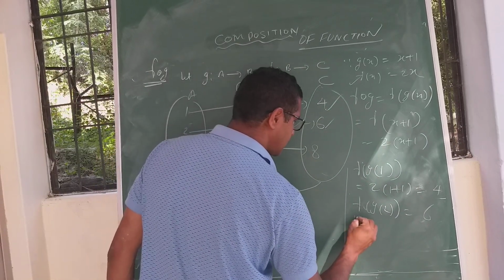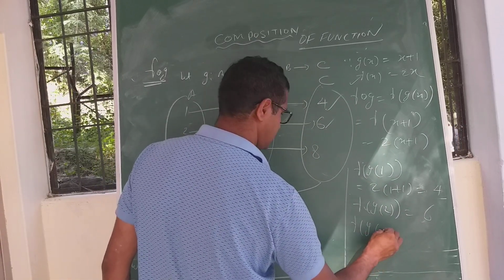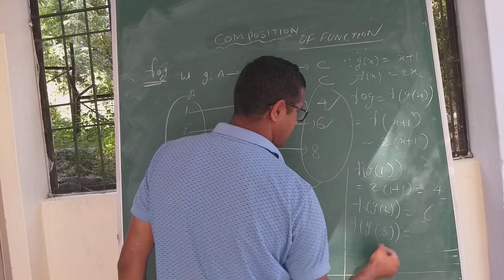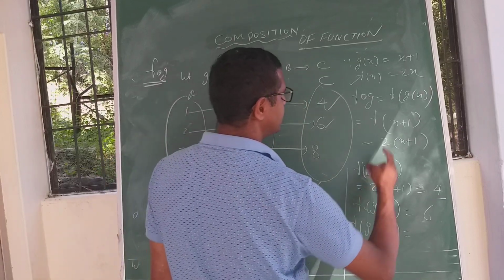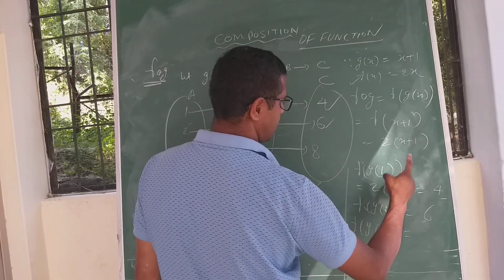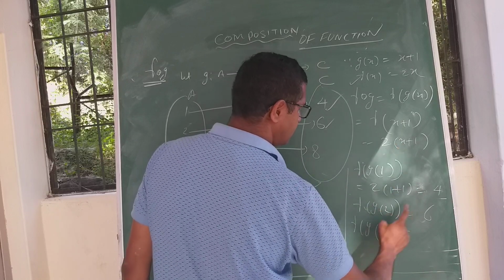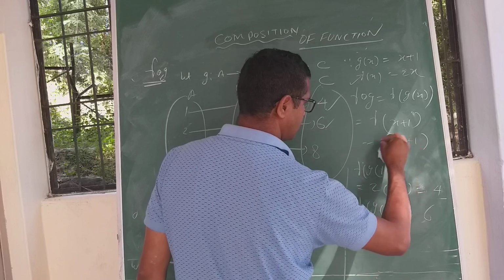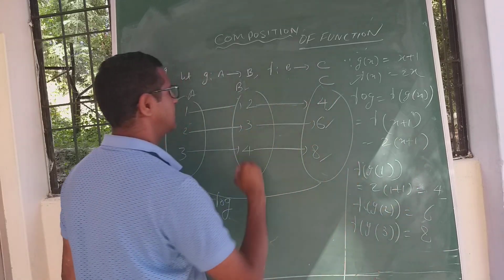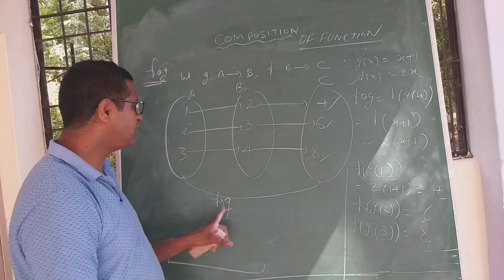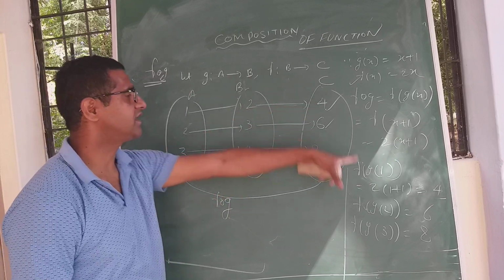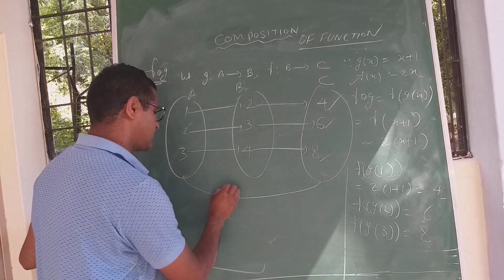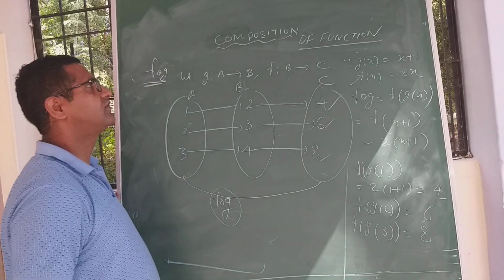If you put x equal to 3, f of g3, and you put here finally 3 plus 1, 4, 4 to the 8. So function f of g is defined from A to C like that. It means this is f of g, fog function.